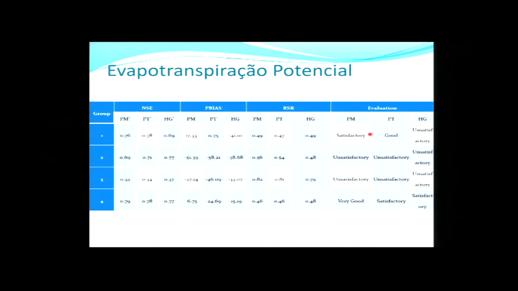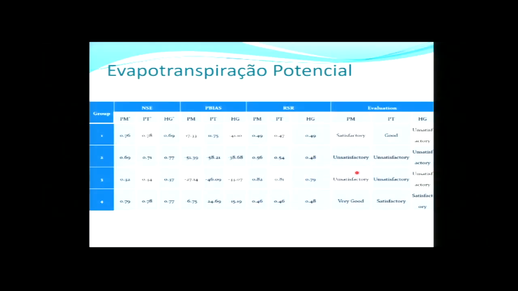So what we found out, here we had two of them, the second and third scenarios, were actually unsatisfactory. So our weather data wasn't very good for this region. And then for the fourth scenario, we had satisfactory or very good, depending on the different methods. And mostly in group 1, 2, we had good and satisfactory, depending on the method, and one unsatisfactory. So again, let me go back here.